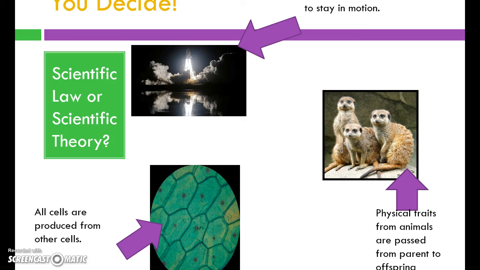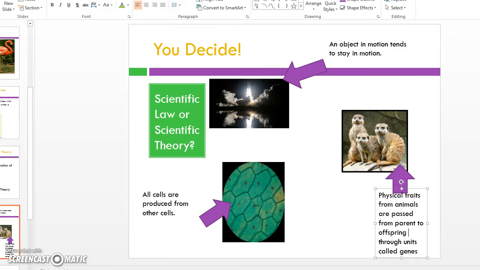So this is a theory of inheritance, or how things are passed along. It does explain physical traits. Where do they come from? Well, they're passed from parent to offspring. How is that done? It's through units called genes. So the difference, remember, is that theories explain. They do change over time, whereas laws, that's been happening since the world's been spinning.